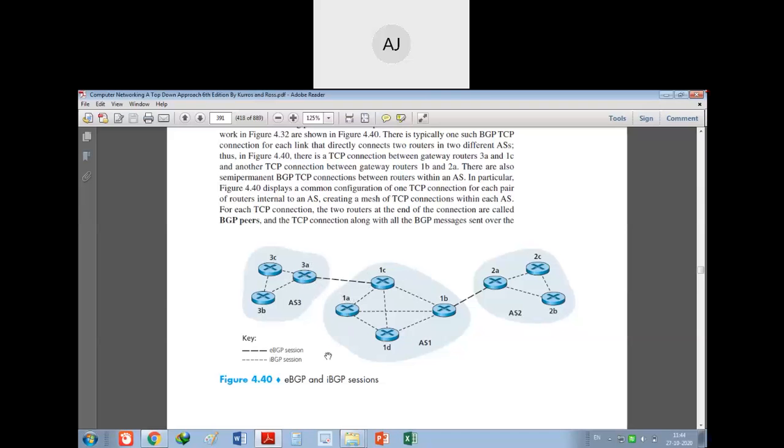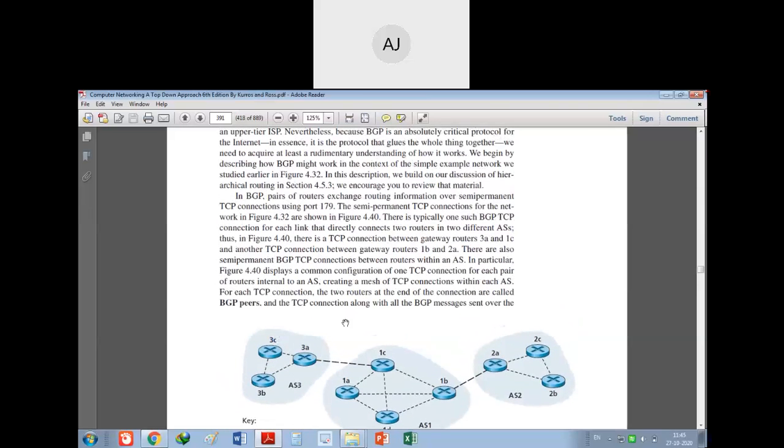For example, if you consider the communication between 1A and 1B, that is called an iBGP session. See here, 1A and 1B are communicating, so this is called an iBGP session. Then if I consider 1A and 3B, this connection I will call an eBGP session. Now the intermediary routers that are available, that is 1C and 3A, are also covered by eBGP sessions.